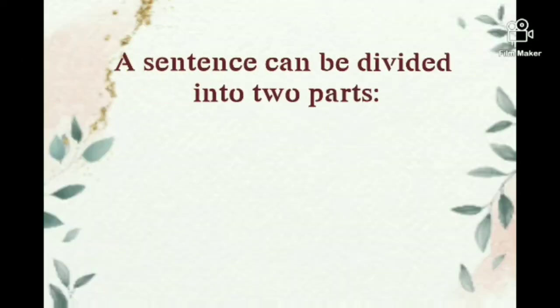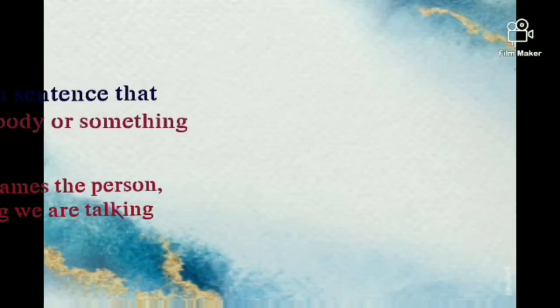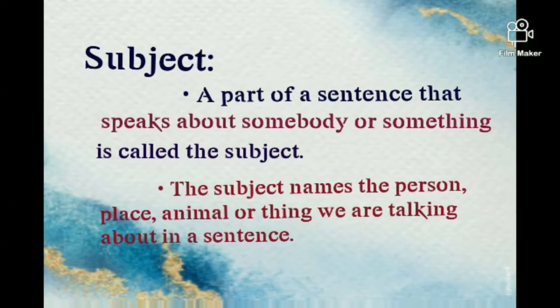A sentence can be divided into two parts. They are subject and predicate. Subject: a part of a sentence that speaks about somebody or something is called the subject. The subject names the person, place, animal, or thing we are talking about in a sentence. It can also be a noun or a pronoun.